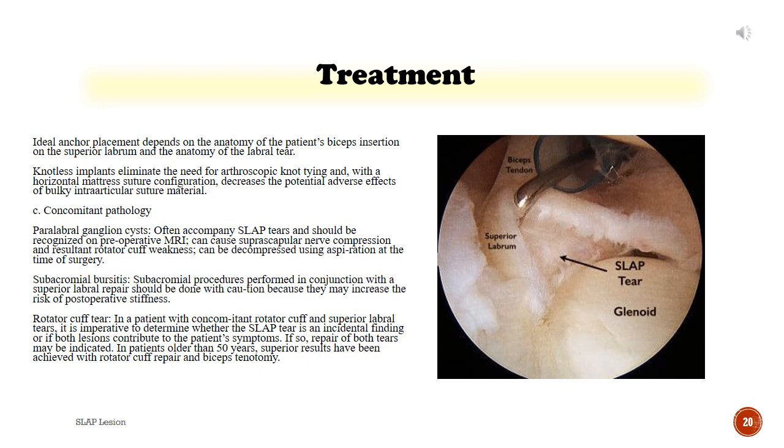Rotator cuff tear. In a patient with concomitant rotator cuff and superior labral tears, it is imperative to determine whether the SLAP tear is an incidental finding or if both lesions contribute to the patient's symptoms. If so, repair of both tears may be indicated. In patients older than 50 years, superior results have been achieved with rotator cuff repair and biceps tenotomy.